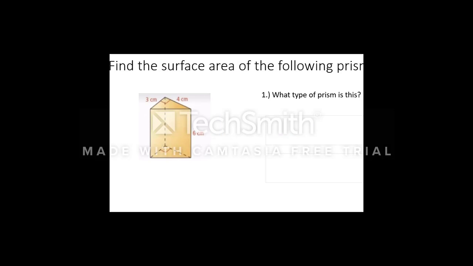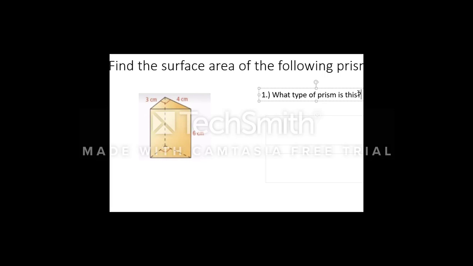So let's use this information and what we learned in the previous unit to do an example. This example says find the surface area of the following prism. So first of all, we ask ourselves, what type of prism is this? We can very easily identify this. It is a triangular prism because the two bases, which are parallel to one another, are triangular. So this is a triangular prism.